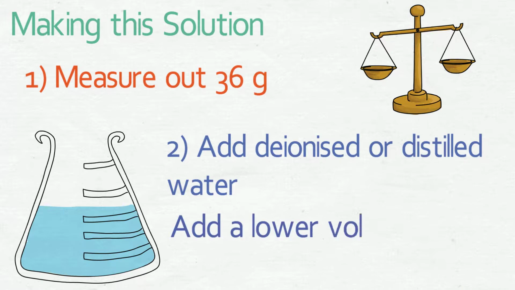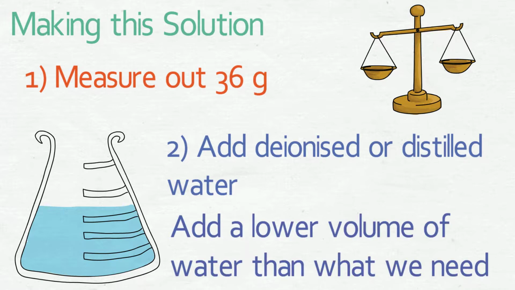We add a lower volume of water to the beaker than what we need. For example, we want to have 300 centimeters cubed of water. Therefore, a good amount of water to add would be 200 milliliters. Remember that 1 milliliter is 1 centimeter cubed of liquid. We stir the solution until all of the solute has dissolved in the water.